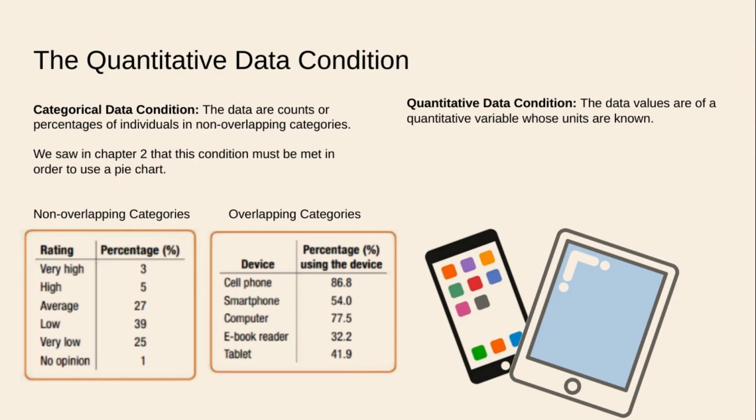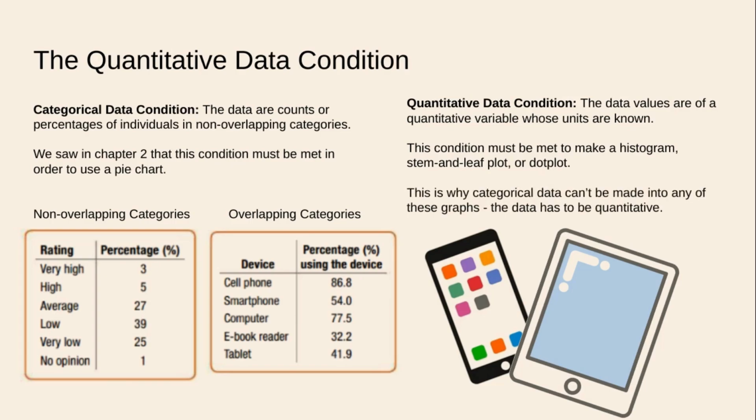The quantitative data condition says that the data values are of a quantitative variable whose units are known. All right. This condition must be met to make a histogram, stem and leaf plot, or dot plot. All right. So all the plots that we've talked about so far, we need to have data values of a quantitative variable whose units are known. All right. We don't just need to know that we have a quantitative variable. We need to have known units, and the units have to be meaningful. All right, it's not just some random index. It has to be like miles per hour or US dollar, like we saw earlier in this lesson.